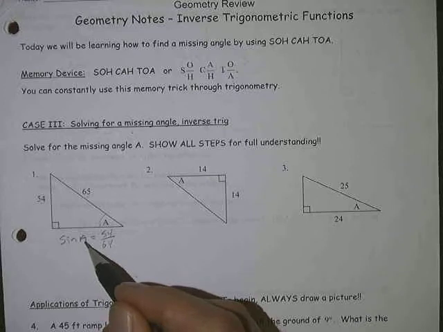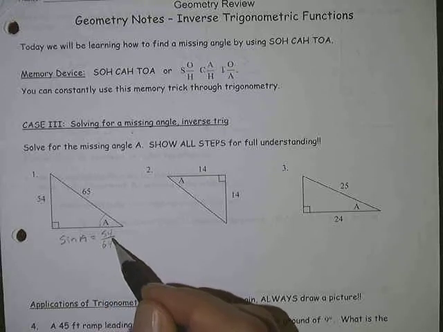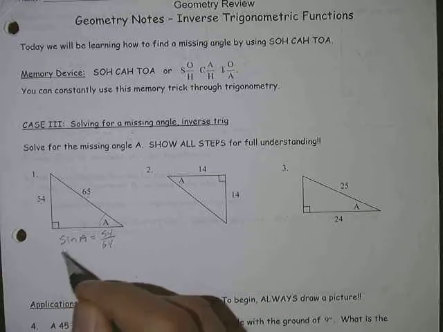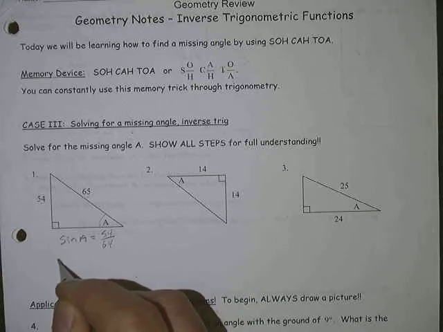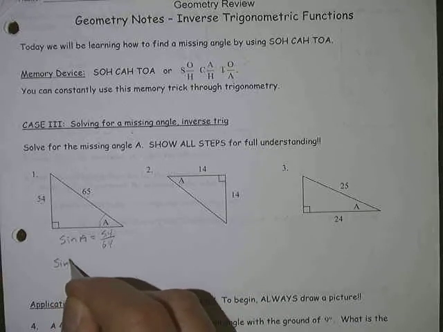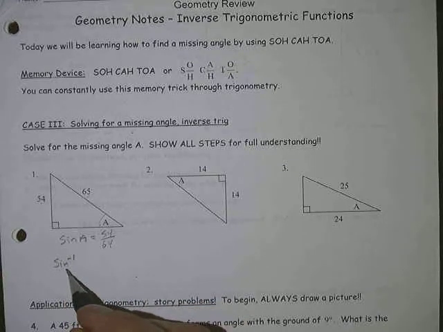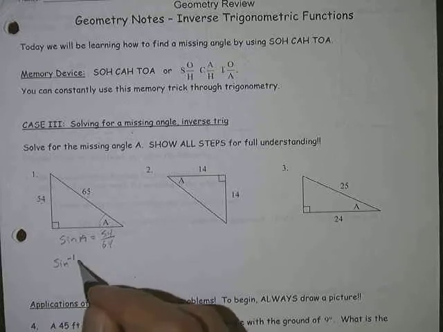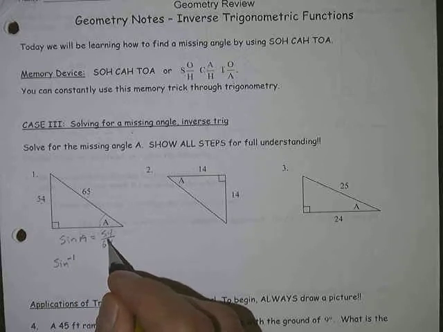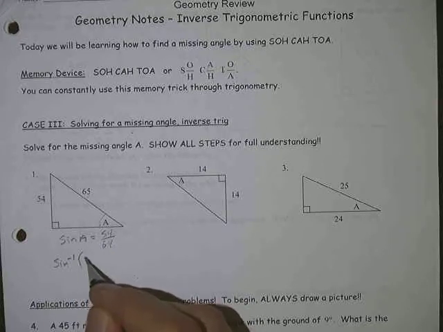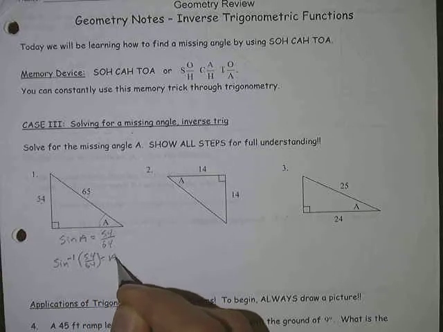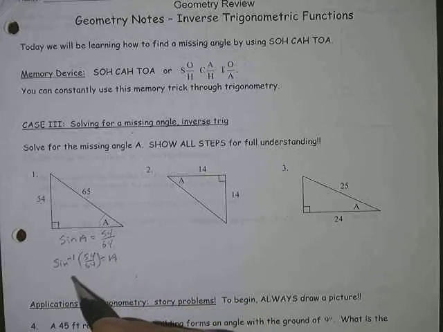The input in this case is A, and the output is 54/64. We want to switch those, and the way we write the inverse sine is sine to the -1. It looks like an exponent, but you don't say sine to the -1, you say the inverse sine. Then we switch these two, input and output, and then we solve it.